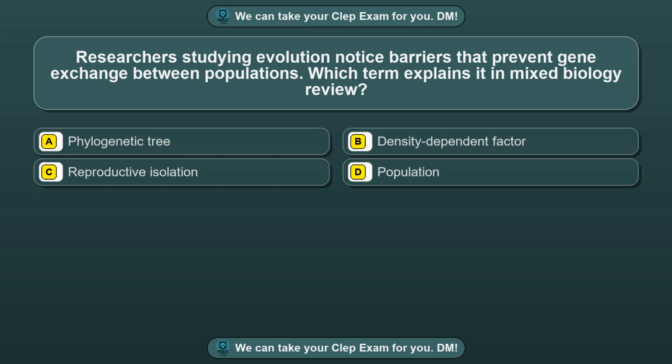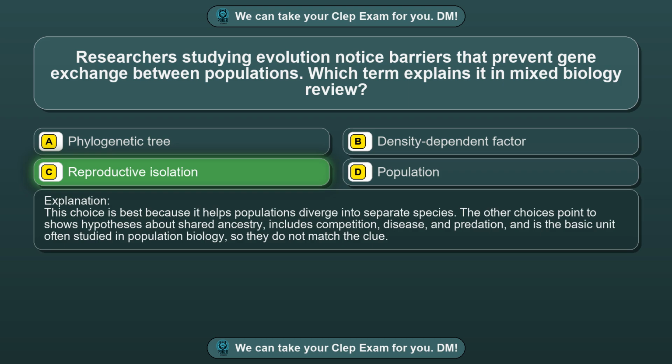Question 75. Researchers studying evolution notice barriers that prevent gene exchange between populations. Which term explains it in mixed biology review? Option A, phylogenetic tree. Option B, density-dependent factor. Option C, reproductive isolation. Option D, population. The correct answer is option C, reproductive isolation. This choice is best because it helps populations diverge into separate species. The other choices point to shows hypotheses about shared ancestry, includes competition, disease, and predation, and is the basic unit often studied in population biology, so they do not match the clue.